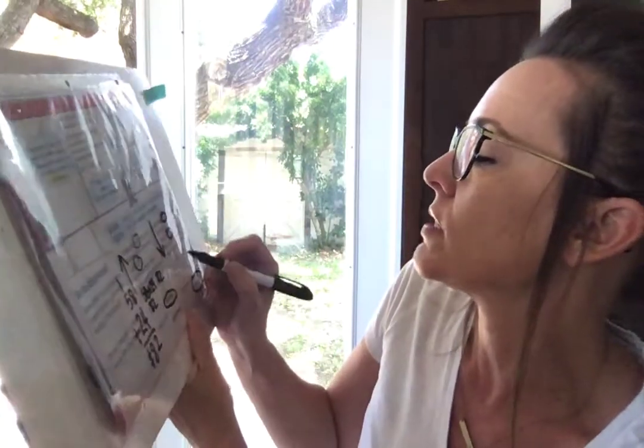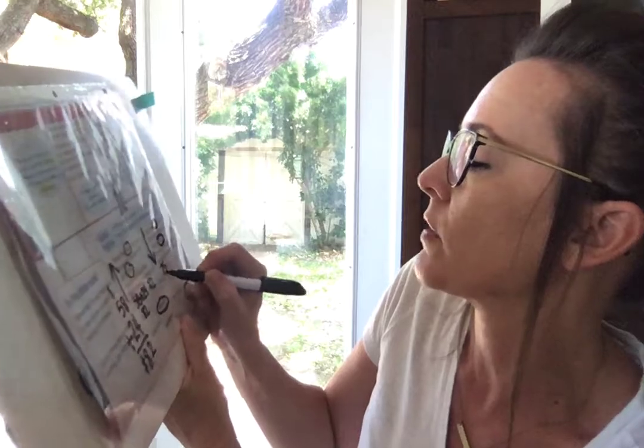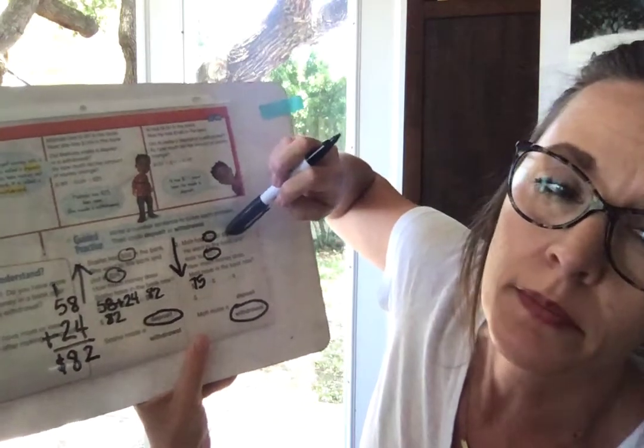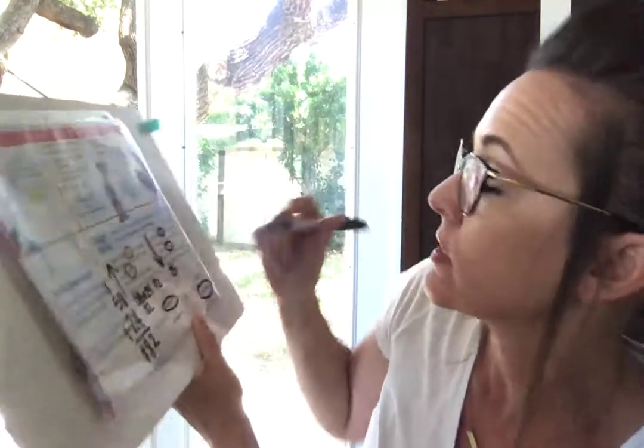Now he started with 75, so I'm going to put that in the first blank. And he took out 21. So took out means it's going to be a less.